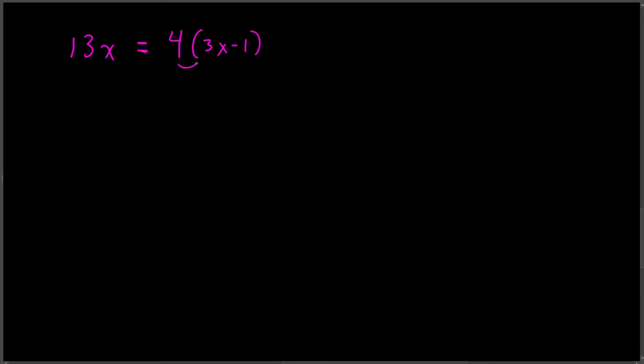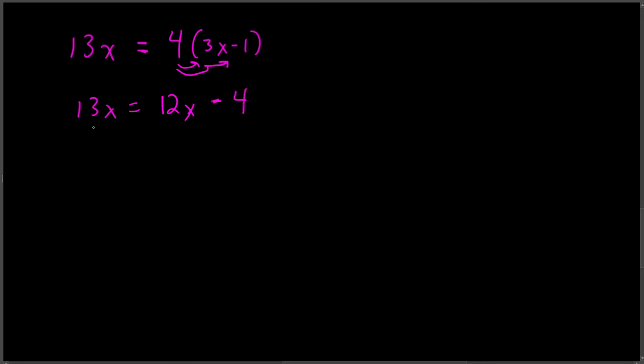So I'm going to distribute the 4 to both terms. So I'm going to expand and simplify my right-hand side. So 4 times 3x is 12x. And 4 times negative 1 is negative 4.